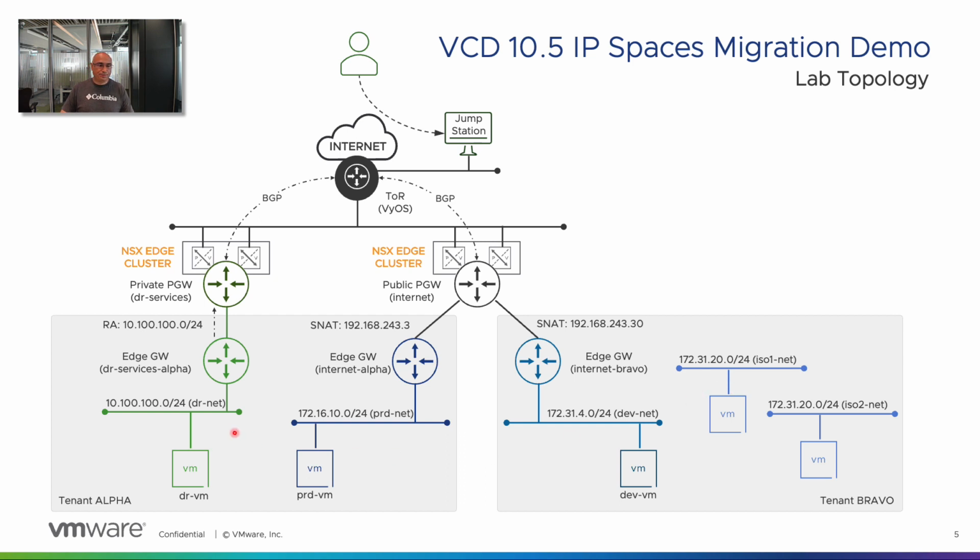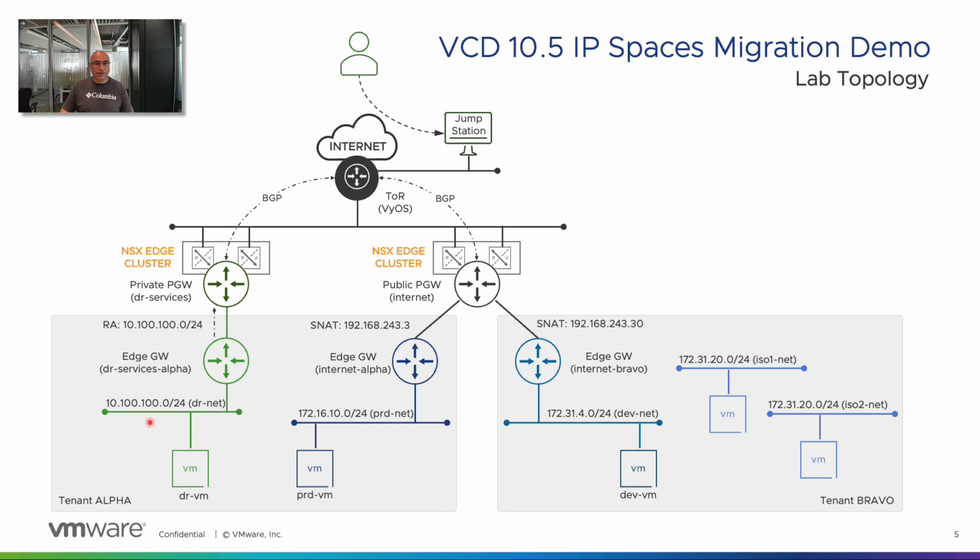On tenant Alpha, I also have a separate edge gateway connected to a private provider gateway. Because I want route advertisement to be enabled for this edge gateway, and because this private gateway is also using legacy IP blocks, this private gateway has to be dedicated to the edge gateway. So with IP blocks on the provider gateway, I can have just a single edge gateway connected, which is one of the limitations that IP spaces solves.